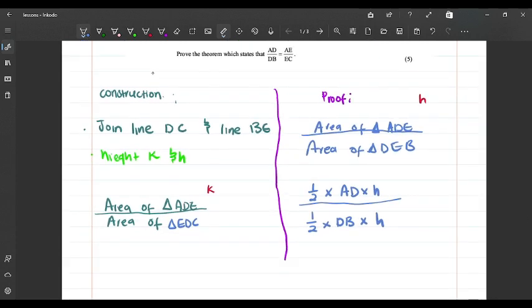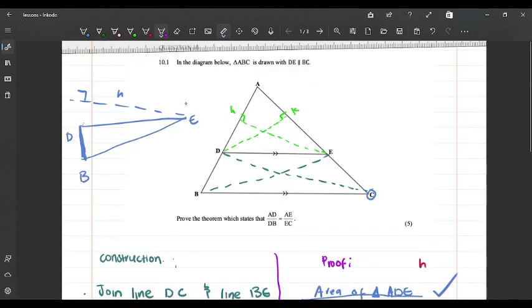So I am done for this. I've just substituted, so I'm done with the substitution with regards to the first formula. Now I need to go about substituting on the second formula right over here. Remember, we're going to be using height k. The area of triangle ADE is the triangle we had at the top.